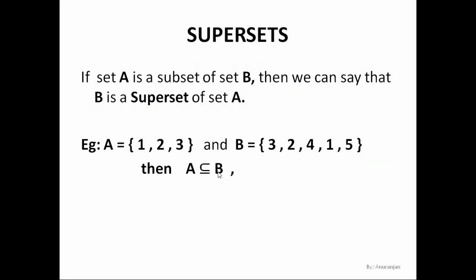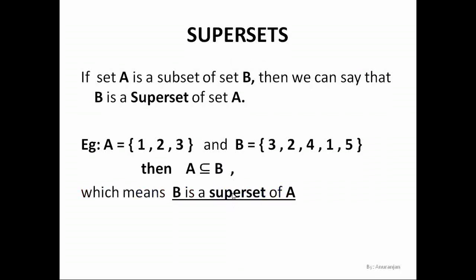So what is B with respect to A then? So here we can say B is a superset of A. If A is a subset of B, then we can say that B is a superset of A, and we denote it using this symbol. We just flip the symbol of subset, okay, and we write B is a superset of A. Is that clear?